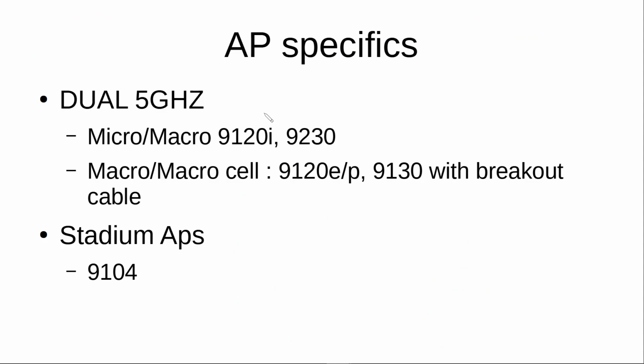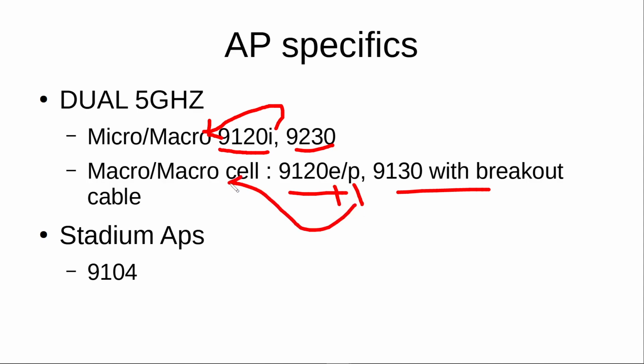Finally, these are the access points that you might want to use. For instance, the ones that have dual source radios are these. Notice that when the version is I, that means that access point supports macro mode, and when you see an E or a P, that access point supports a macro mode. For stadiums, you can use the 9104 access point.